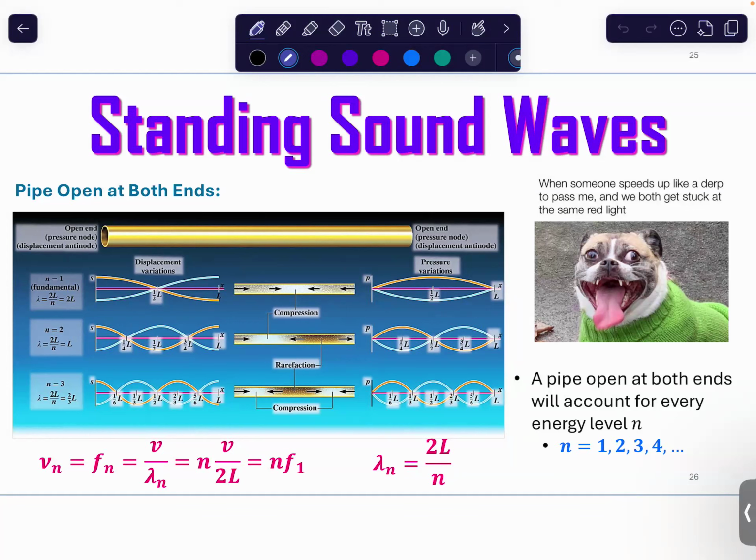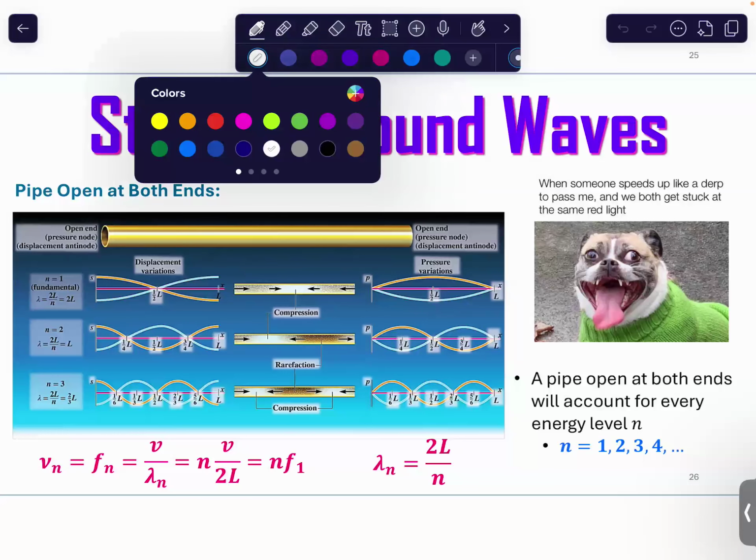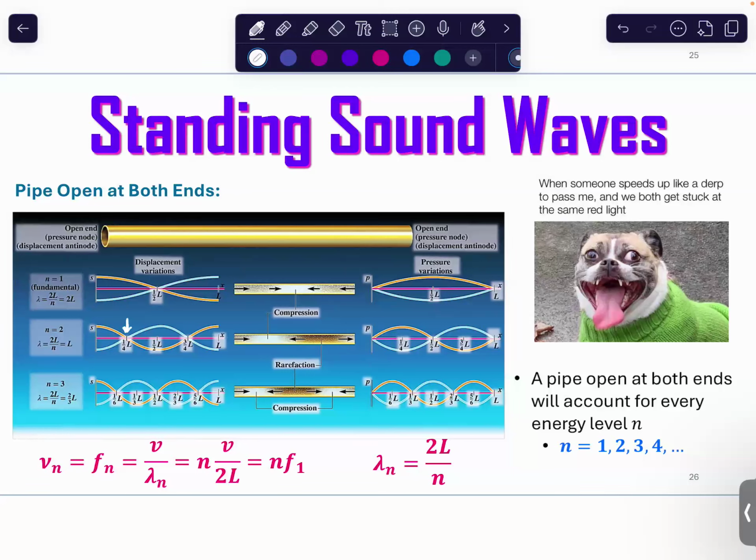So first off, the thing you want to notice is, everywhere that you see a zero, that's a node. That is a wave node. Everywhere you see a maximum, that's an antinode.